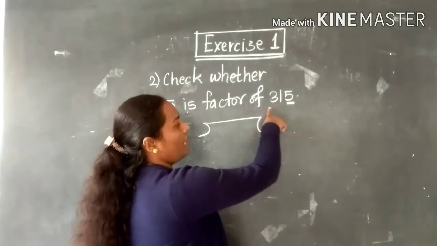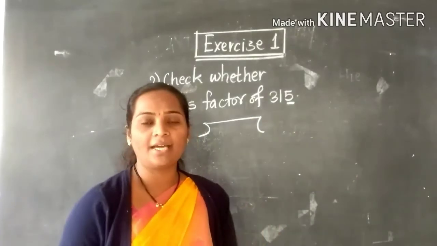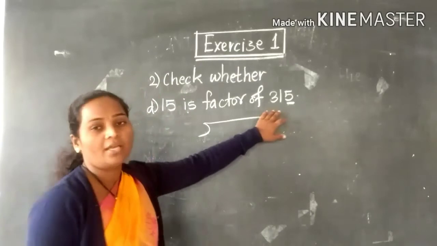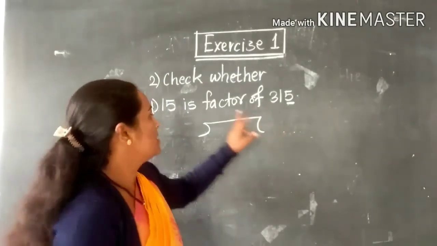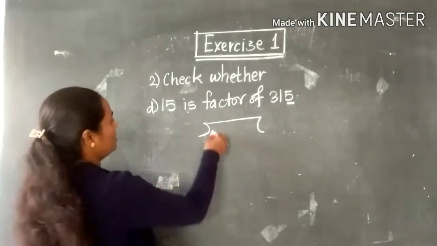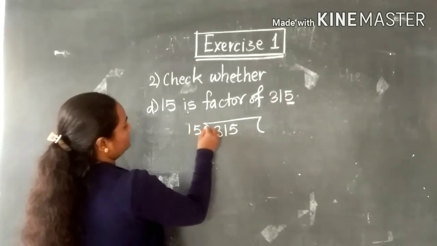We have to do the addition. 3 plus 1 is 4, 4 plus 5 is 9. 9 can be divisible by 3. That means this number is divisible by 3 and 5, which means this number is easily divisible by 15. Let's check here. That is 315 divided by 15.